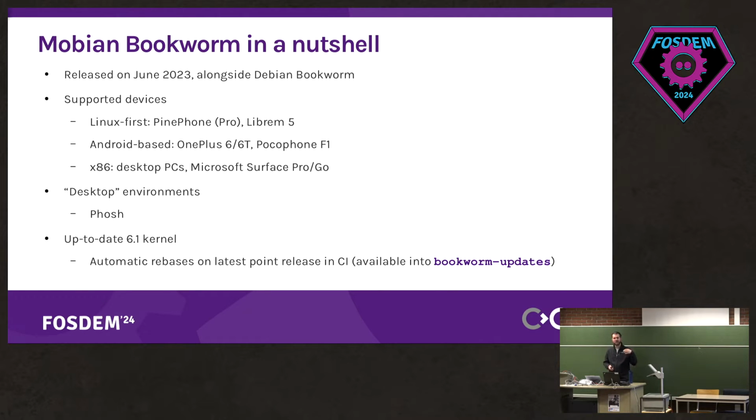And we have a script in CI, which is run daily and automatically rebases all the kernel packages we have on 6.1 on the latest point release. So basically, when there's a security update, usually the day after or the same day, the kernel is up to date in the Bookworm updates repo, which is basically our staging repo for the stable release.